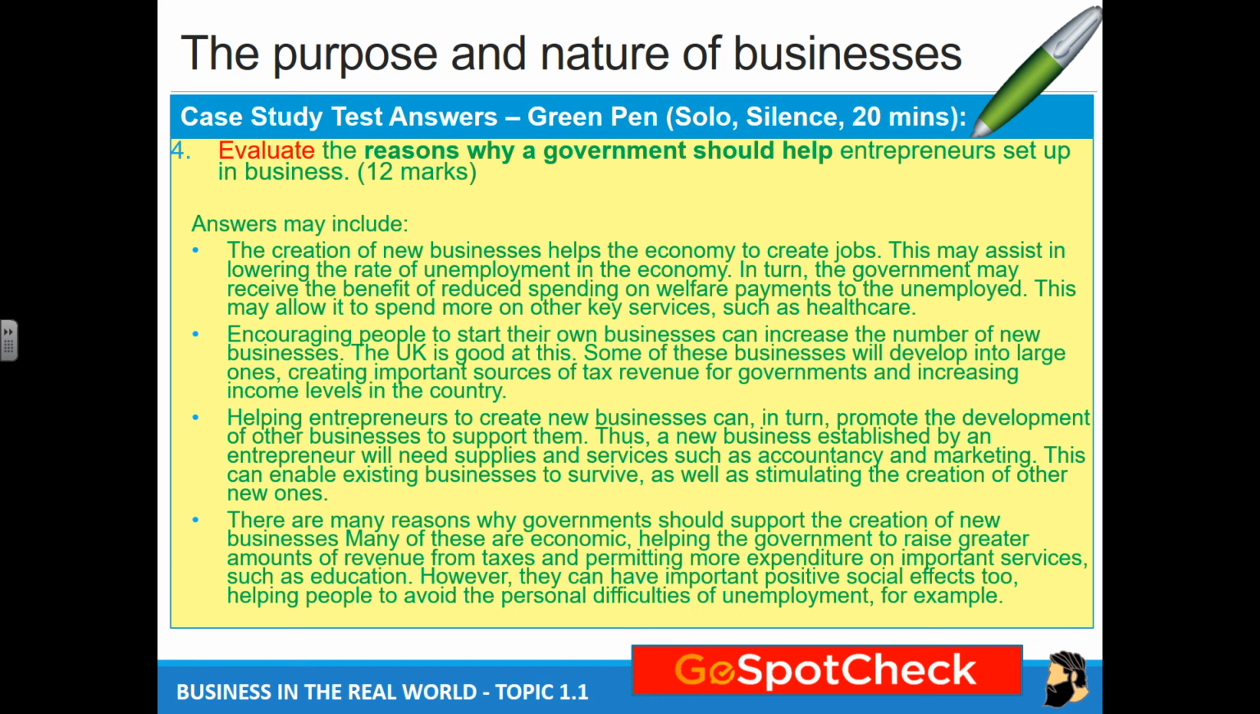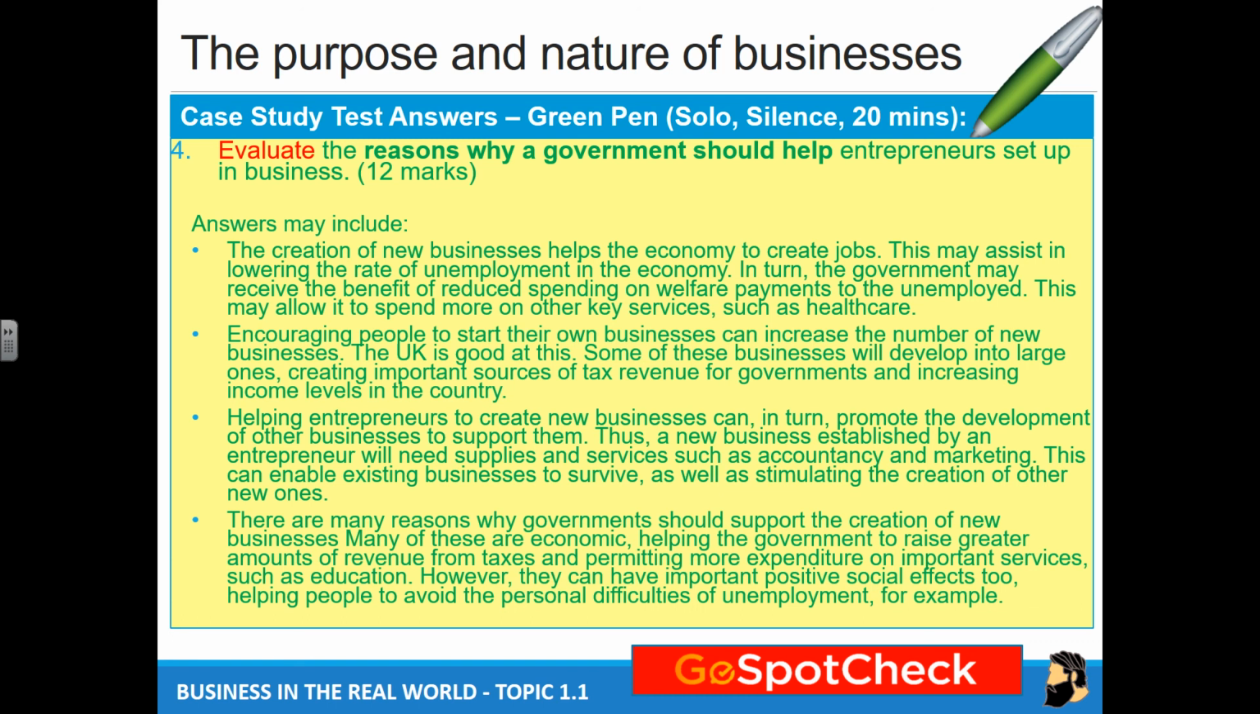Anyway, let's go on. So these are some of the example answers. These are not all of them. As I said in the plan, I go through a few more things. So let's read through. So the answers for the question: evaluate the reasons why a government should help entrepreneurs set up in a business. So why should the government go out of their way, spend time and money and expertise to help new entrepreneurs set businesses up? So the answers could include the following.